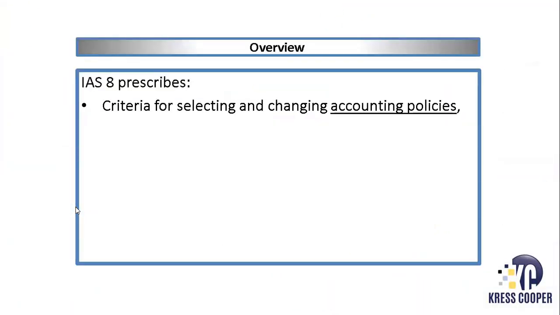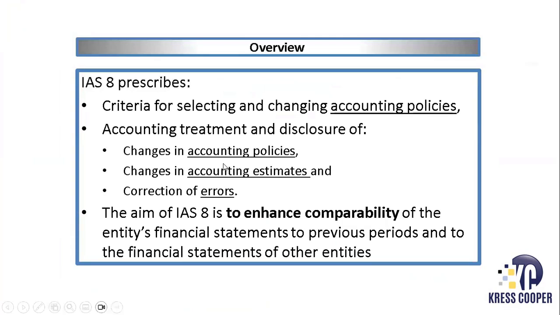So the thing is that IAS 8, as I told you, talks about the criteria for selecting the accounting policies and to account for those policies if they get changed. It also talks about the accounting treatment and disclosure of the changes in accounting policies, changes in accounting estimates, and the correction of errors. These errors belong to the past year or years even.